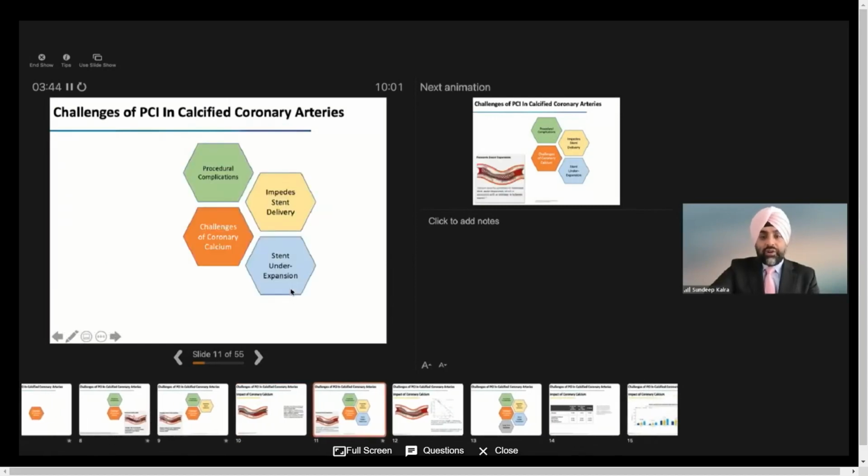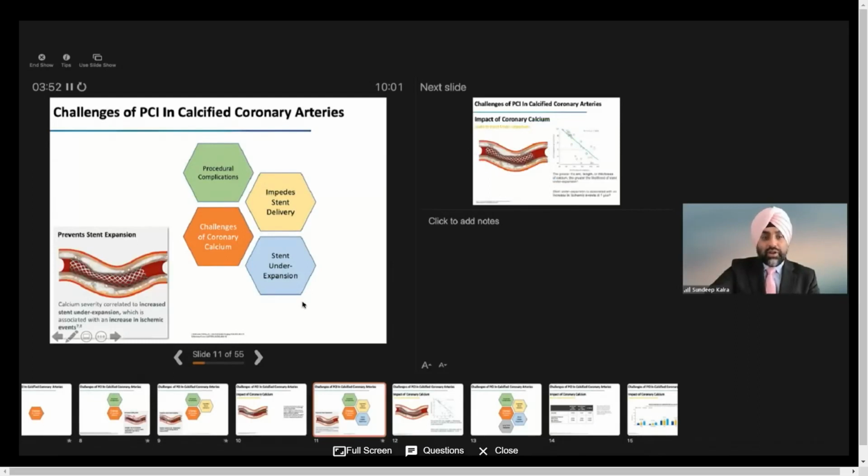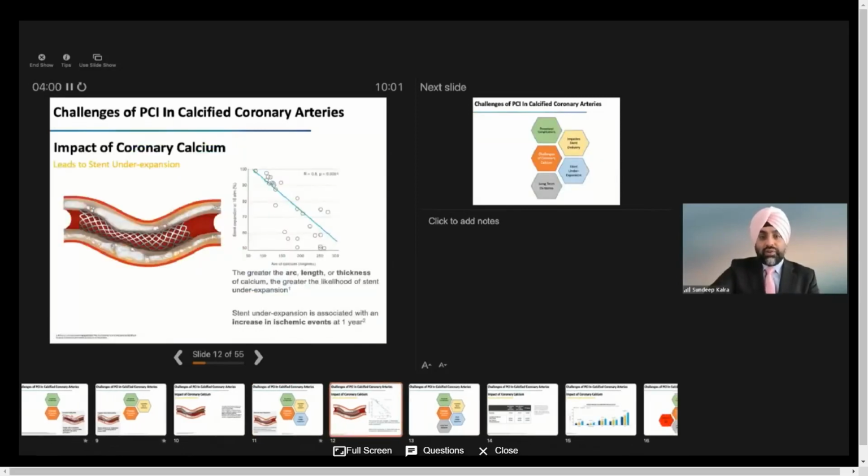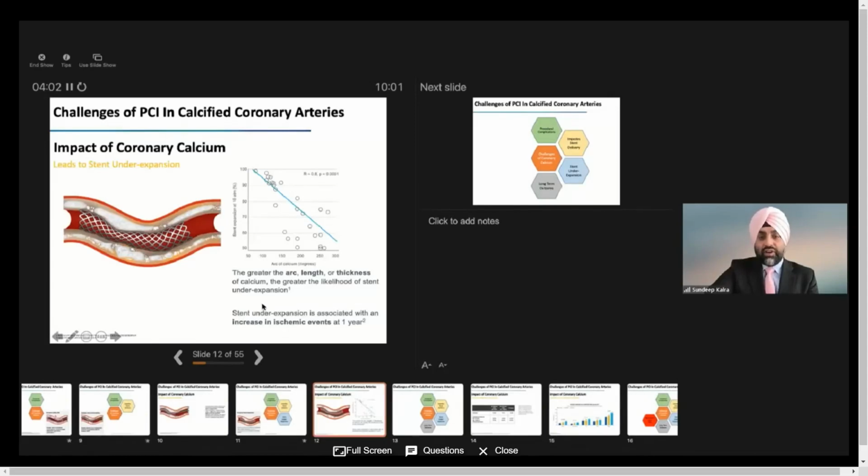As I demonstrated in the first case just now, there is the risk of stent underexpansion in calcified vessels, particularly if they are underprepared. Calcium severity is well correlated to the increased risk of stent underexpansion, and that's associated with downstream cardiac events. We know that the greater the arc of calcium, the greater the length of calcified disease, or the greater the depth of calcium, the greater the likelihood of stent underexpansion.